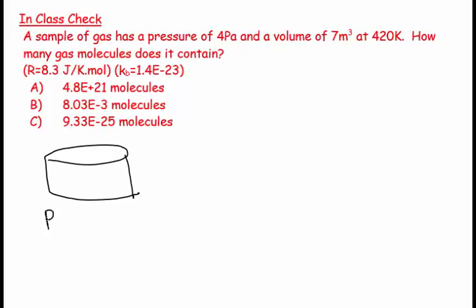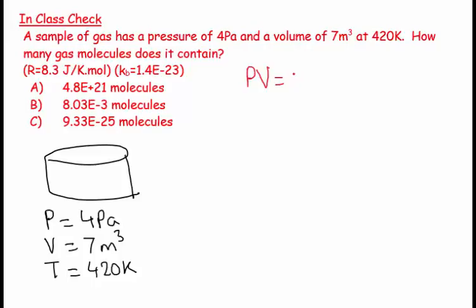We know that the pressure is equal to 4 Pascal, the volume is equal to 7 cubic meters, and the temperature is 420 Kelvin. And so I need a relationship that will link that to the number of gas molecules. The equation that comes to mind is PV is equal to big N KB times T.